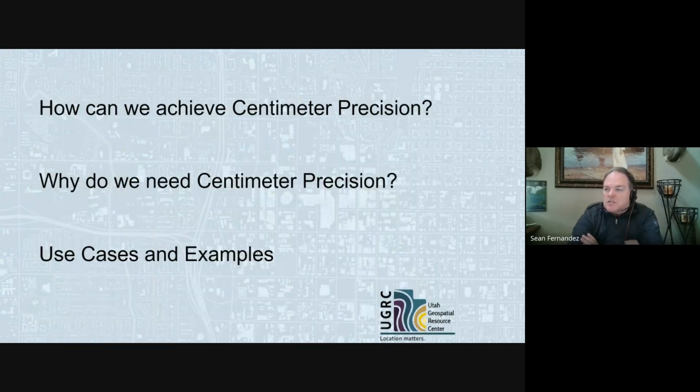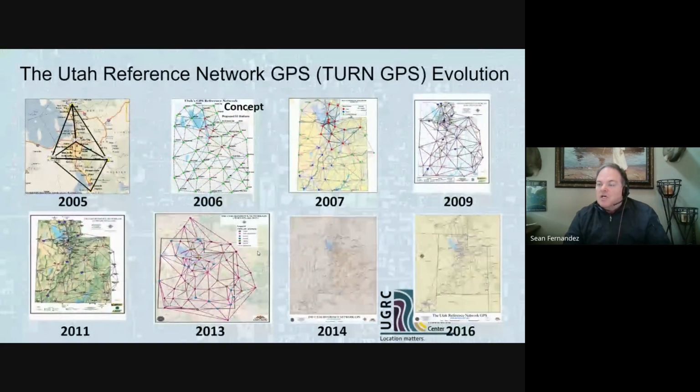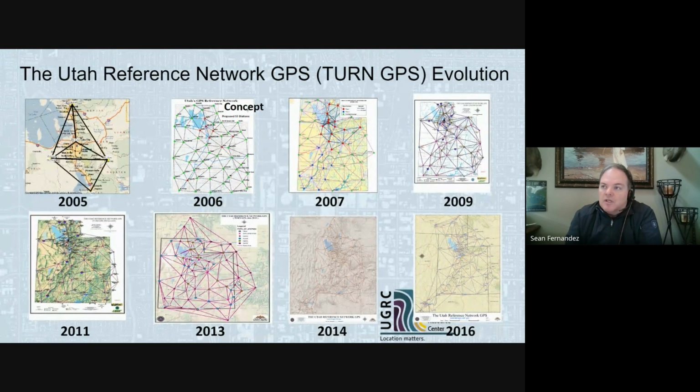So the big questions that I'm trying to answer is how can we achieve centimeter precision, and why do we need centimeter precision? I'm going to show you some use cases and examples of this. But first, understand our project. We are maintaining a GPS network that we call the Utah Reference Network GPS, or URN GPS. And this is the evolution of that network starting in 2005 with just 5 stations that we demoed. And moving through the years, we've evolved to the point where we've covered the entire state of Utah and even expanded beyond the bounds of Utah.